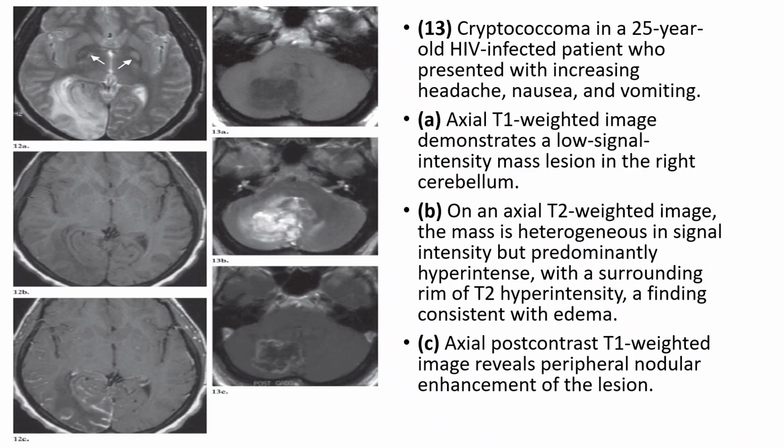Second image, on an axial T2 weighted image, the mass is heterogeneous in signal intensity but predominantly hyperintense with a surrounding rim of T2 hyperintensity, a finding consistent with edema. Third image, post-contrast T1 weighted image revealing peripheral nodular enhancement of the lesion.